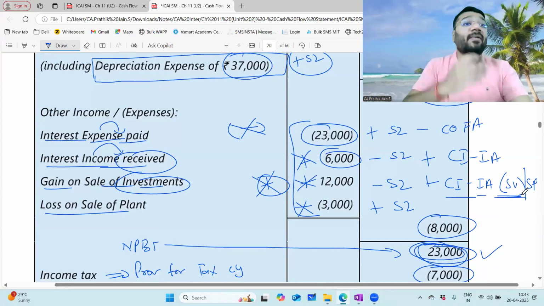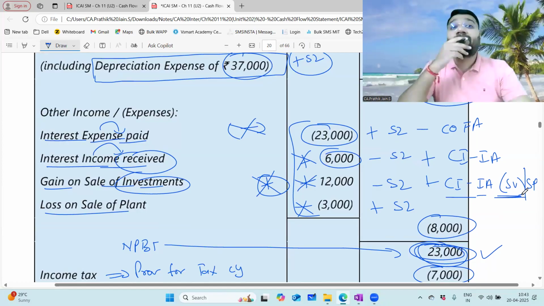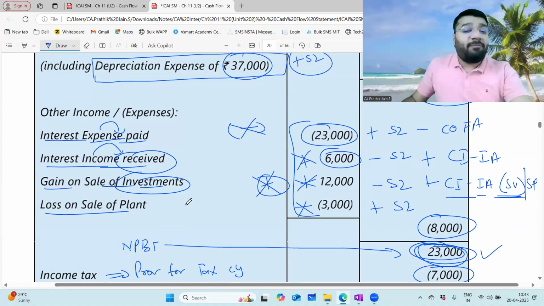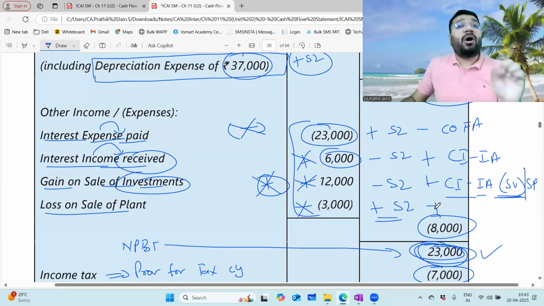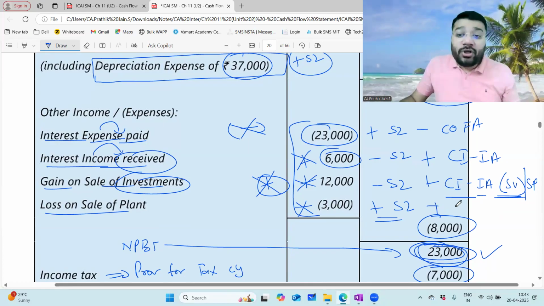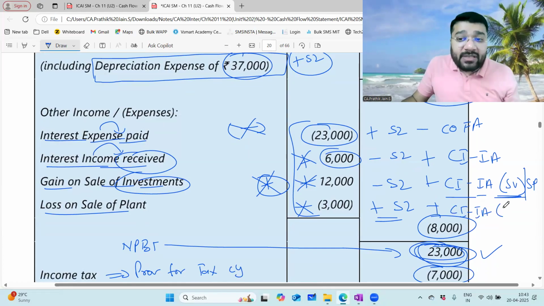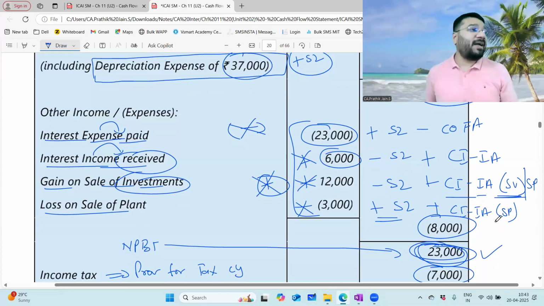Correct. So now on loss on sale of plant, you're adding back the loss. But again, since you're selling the plant, there's a cash inflow, no? So cash inflow of the investing activity, which is what? Again the sale proceeds. Any problem here?